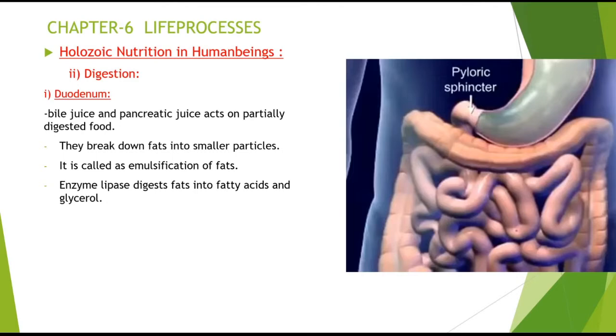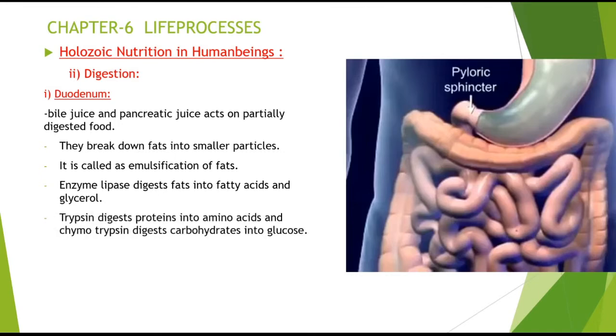These fatty acids and glycerol are easily absorbed into the small intestine. Next, the enzyme trypsin digests proteins present in the food and turns them into amino acids. And chymotrypsin digests carbohydrates, which are complex molecules, and converts them into glucose, a simple molecule. When these enzymes act on the food, the complex nutrients are converted into simpler forms, which are absorbed very easily in the small intestine.